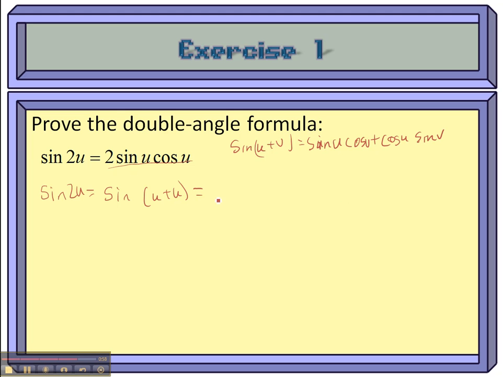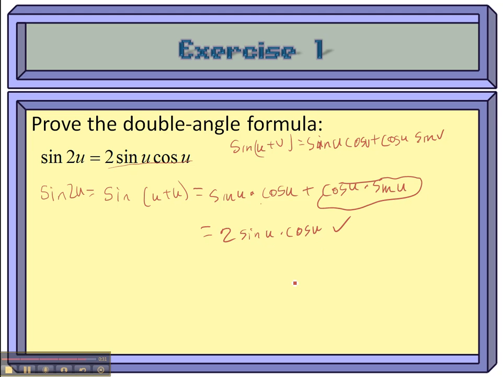So this should be equal to sine u times cosine of the second angle, which just happens to be also u, plus cosine u times sine u. Notice that this left side right here is exactly the same as this side if I just rearrange those terms, which gives me 2 sine u times cosine u. Now I can see that it's been proven.